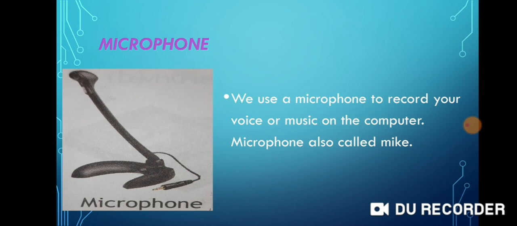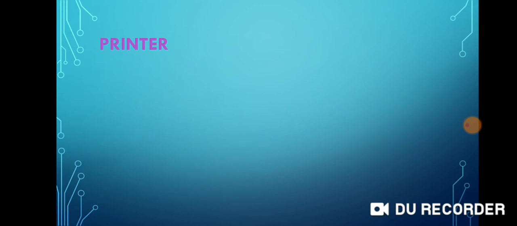And when you save any song or any poem in your computer, next time you can listen to this song through the computer. Okay, this saved poem or song you can listen to again and again. Okay, so the use of a microphone is to record your voice or music on the computer. So the next part is the printer.